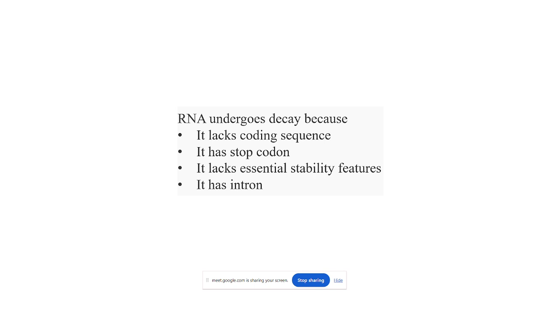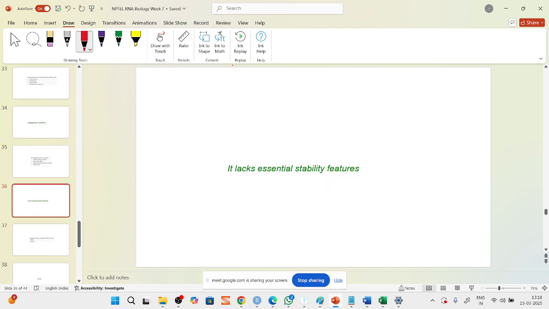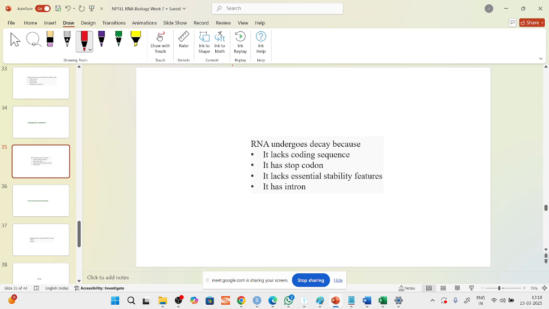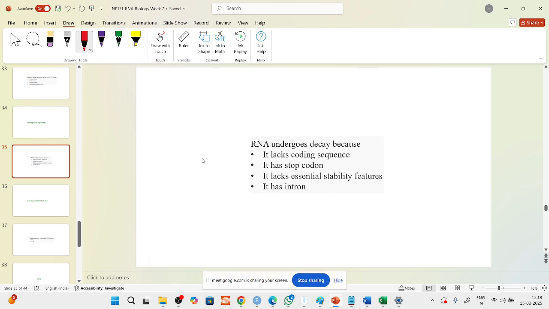2 minutes are over. So the question is, RNA undergoes decay because it lacks coding sequence, it has stop codon, it lacks essential stability features, or it has intron. And the correct answer is it lacks essential stability features. So we have already discussed this one. What are the stability features that are present in an RNA which prevent it from decay?